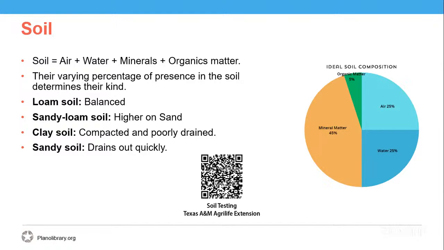Loam soil is smooth, slick, partially gritty, and sticky. It forms a ball that crumbles easily. Sandy soil is loose and very gritty. It will fall apart instead of forming a ball.